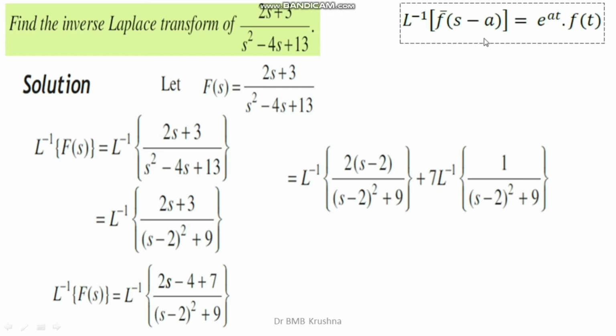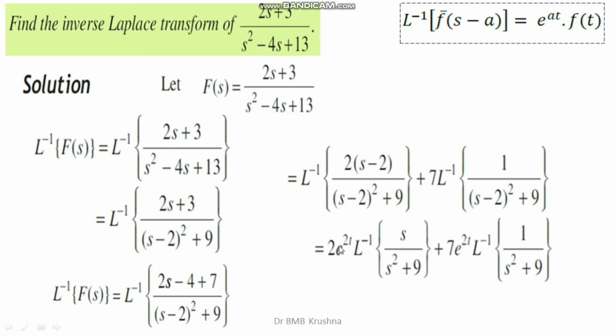We know that L inverse of f bar of (s negative a) is e power at f of t. It is the first shifting theorem. According to this first shifting theorem, here 2 is constant, a is 2 here, e power 2t, remaining L inverse of s by s square plus 9. It is a solo function in terms of the parameter s, plus 7 times, according to first shifting property, a is 2 here, 7 times e power 2t, f of t is L inverse of 1 by s square plus 9.